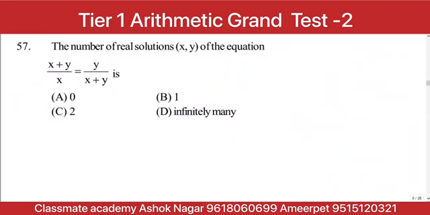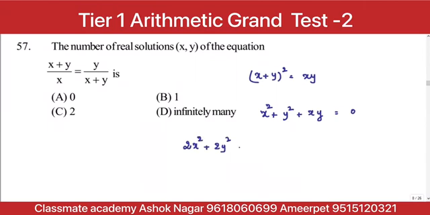The number of real solutions x comma y of the equation. I can take this as x plus y whole square is equal to xy. I can take it as x plus y, x square plus y square plus xy, multiplied with 2. I can write it as 2x square, 2y square plus 2xy is equal to 0. 1x square plus 1y square plus 2xy becomes x plus y whole square plus x square plus y square is equal to 0.